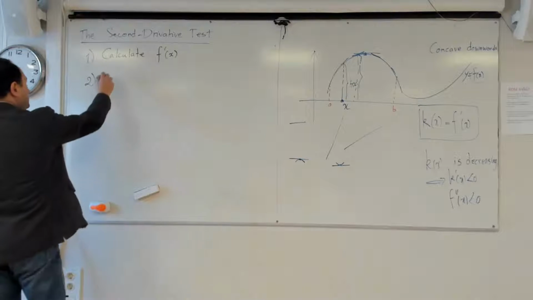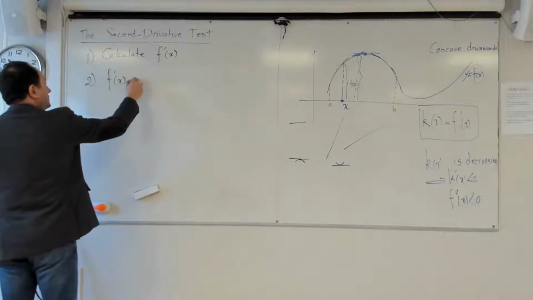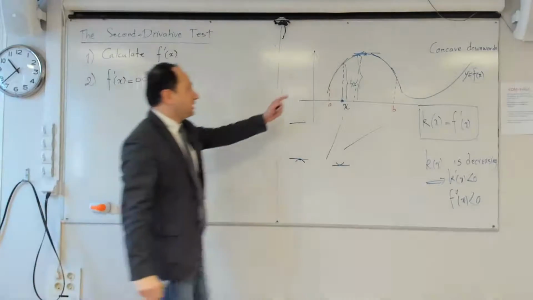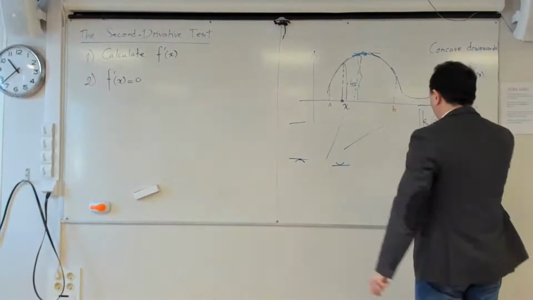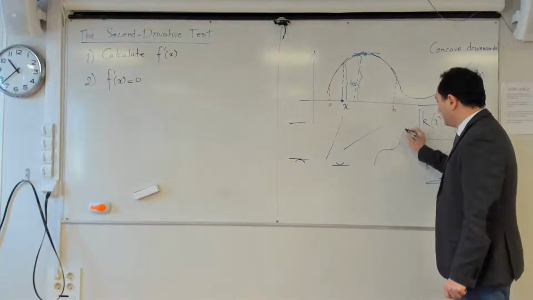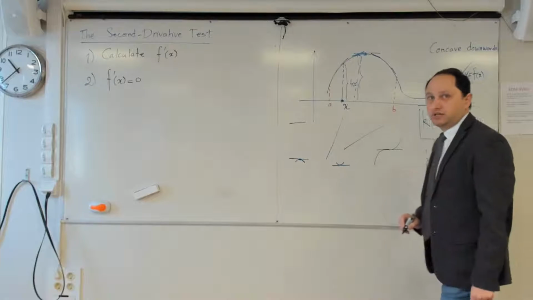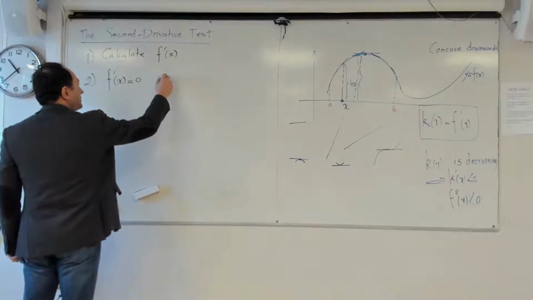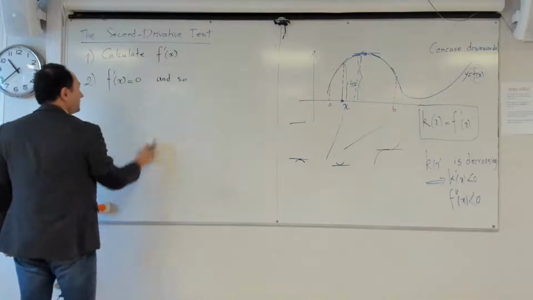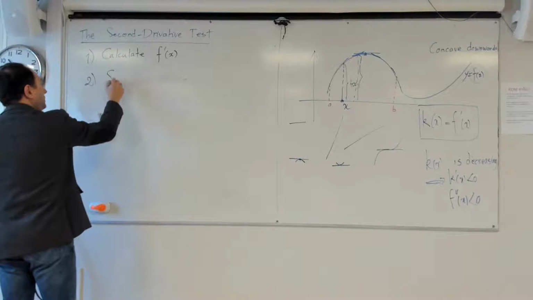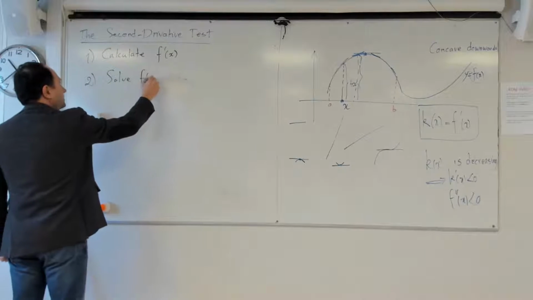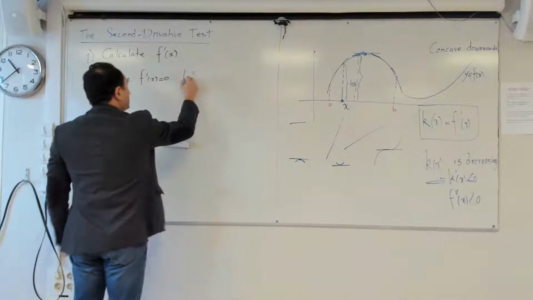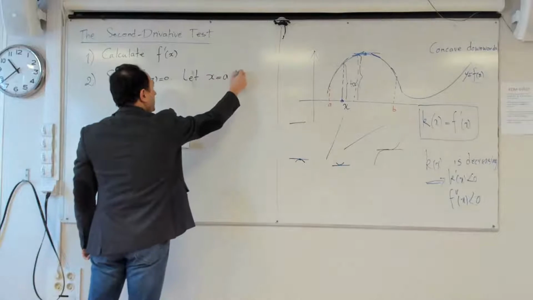Why? Because I want to see at which points I have a horizontal tangent line. Yes? So these are candidates. But you know that you might have a fake one because you might have this situation. It's a terrace point. Okay. So solve f prime of x equal to 0. So let x equal to a be an answer.